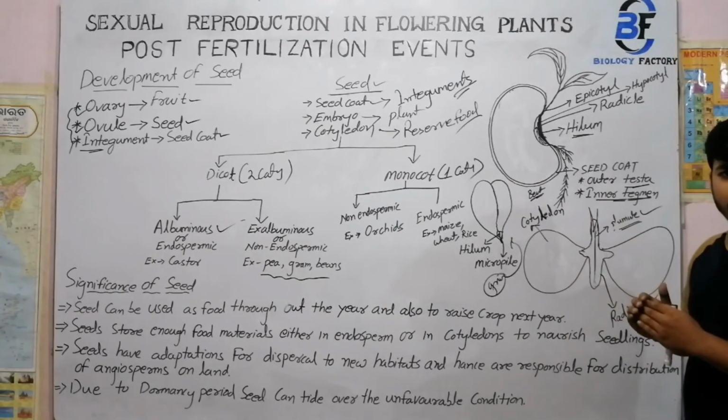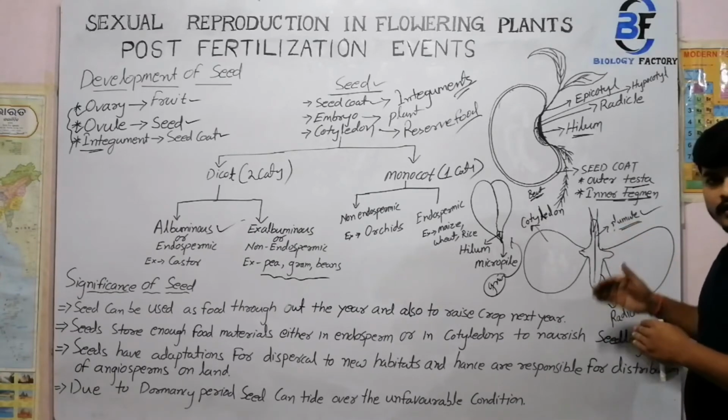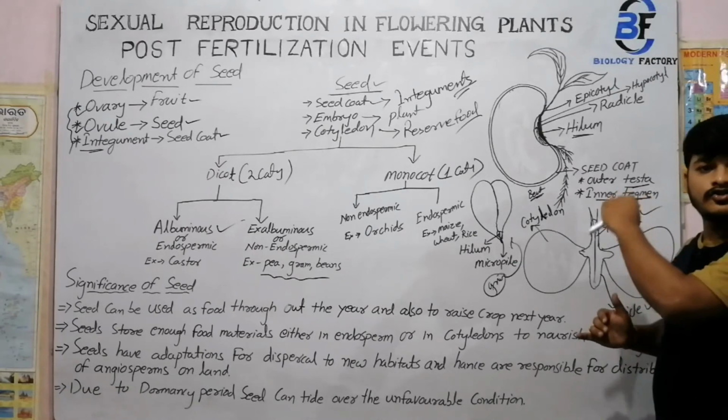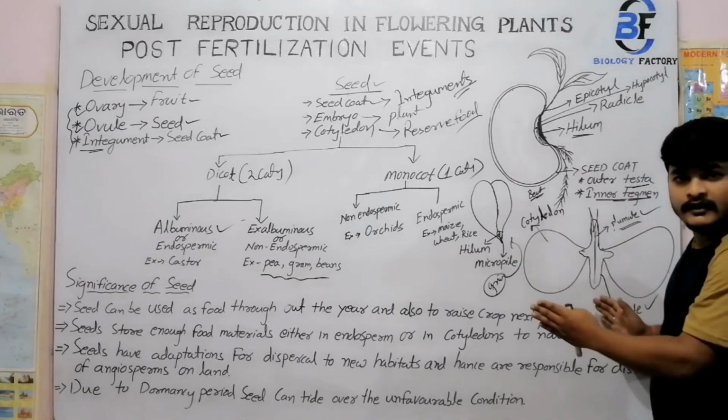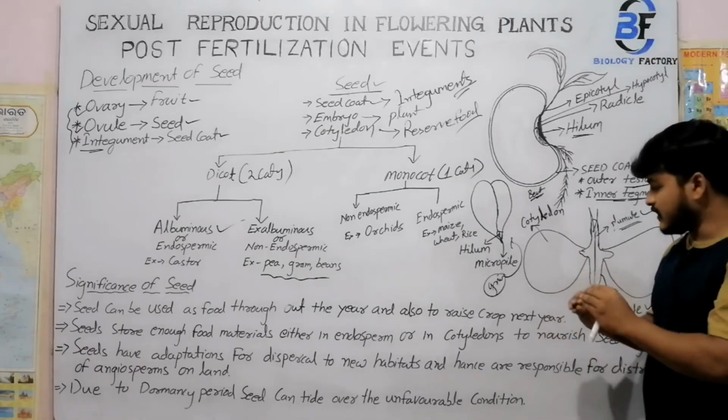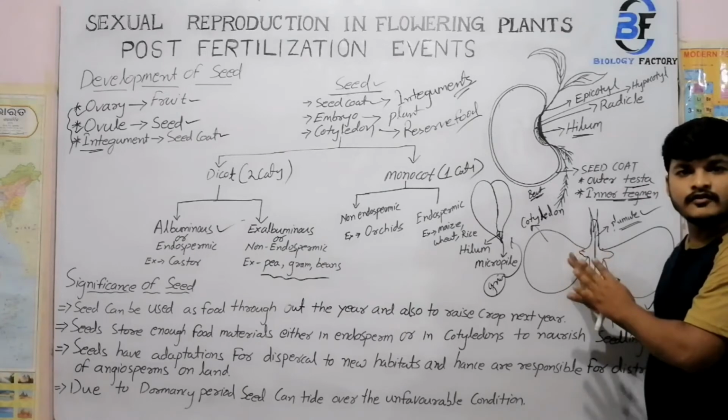The upper part of the embryonal axis consists of your plumule, and the lower part consists of your radicle. From the radicle, the root part is developed. From the plumule, the shoot part is developed, and the cotyledon is just the reserve food material. It is nothing but just the reserve food material.